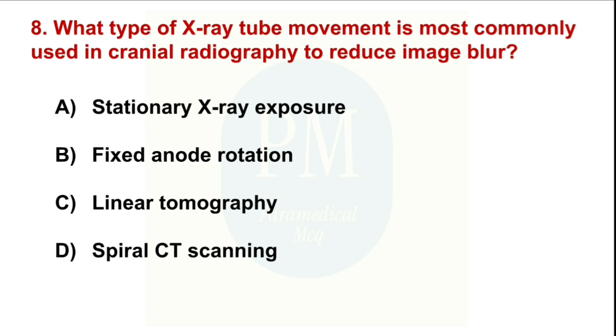What type of X-ray tube movement is most commonly used in cranial radiography to reduce image blur? Option A. Stationary X-ray exposure. Option B. Fixed anode rotation. Option C. Linear tomography. Option D. Spiral CT scanning. The correct option is option C. Linear tomography.